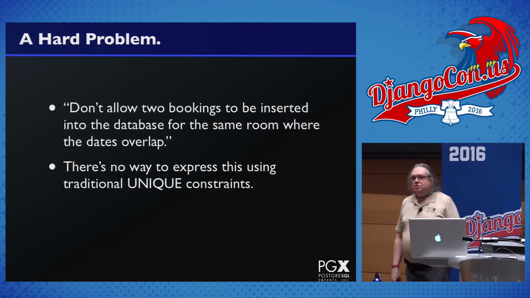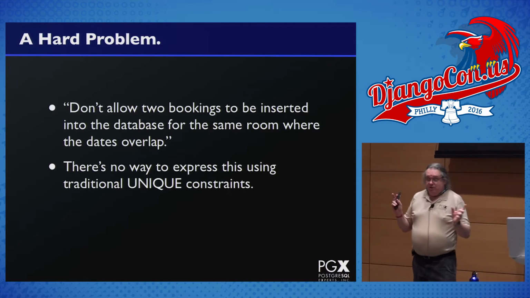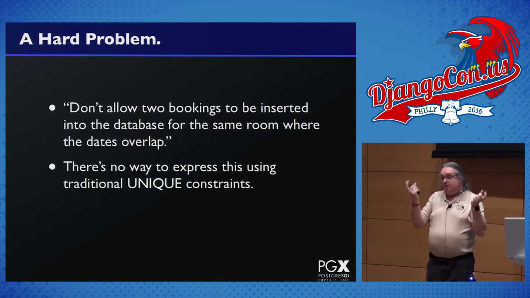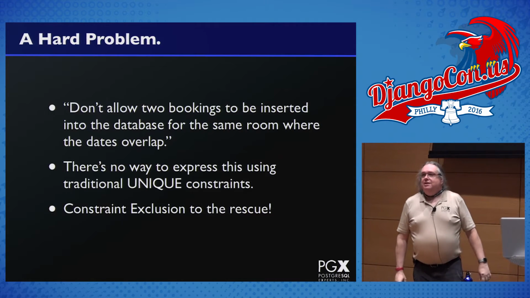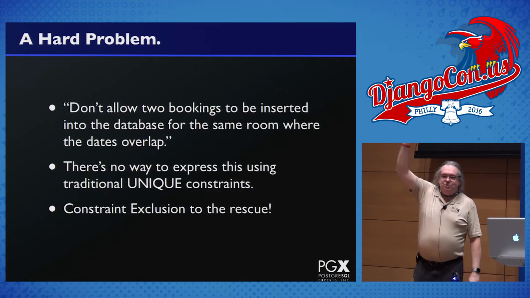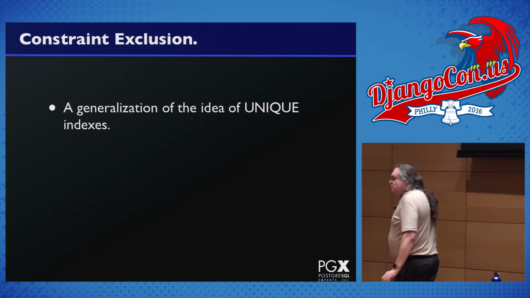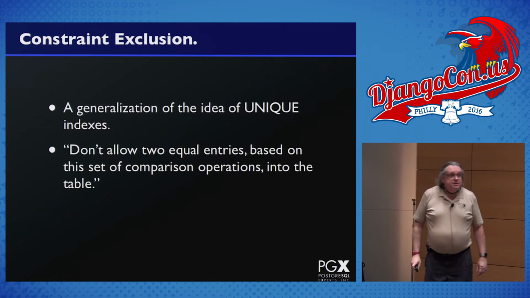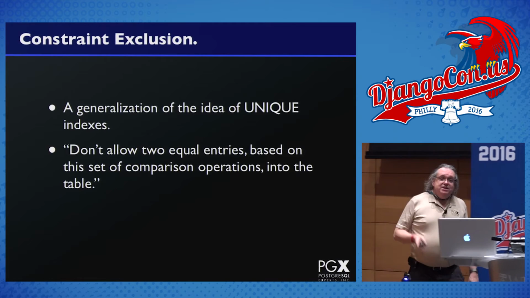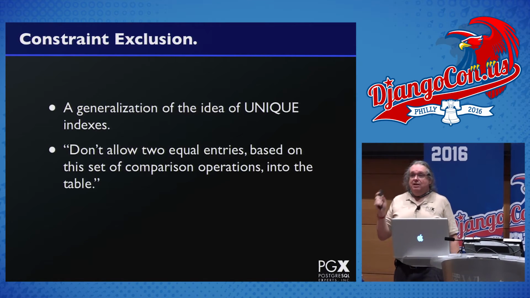With traditional unique constraints, there's no way of expressing that because you're not talking about a unique range, because the ranges could overlap but they're not equal, so they don't do that. But Postgres has a feature, because Postgres always has a feature, called Constraint Exclusion that will save you. Constraint Exclusion is a generalization of the idea of unique indexes, which basically says don't allow two equal entries based on this set of comparison operators. So it's a generalization beyond equals.